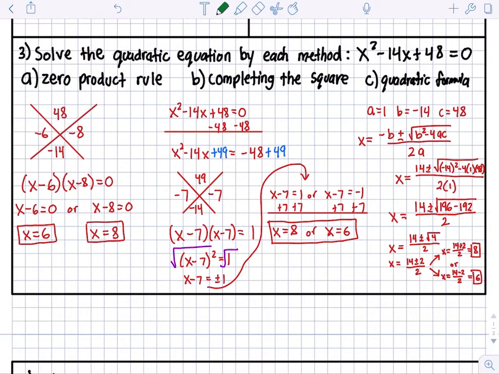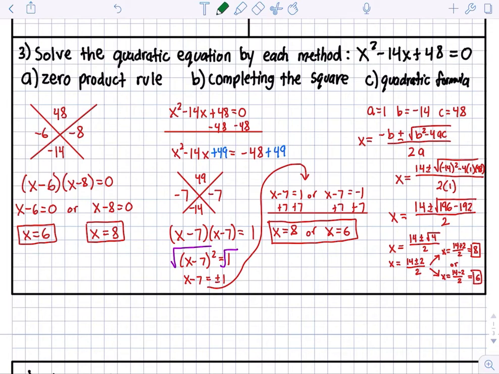So 48's on top, negative 14's on the bottom. Two things that multiply to 48 but add together is negative 14. That's negative 6 and negative 8. And since a is equal to 1, see how you guys, that's a is equal to 1, so all the factors are these two. So x minus 6, x minus 8 is equal to 0. Now for the zero product rule, you know that this thing is 0 or this is 0. So to solve for x, just do x minus 6 is equal to 0 or x minus 8 is equal to 0.